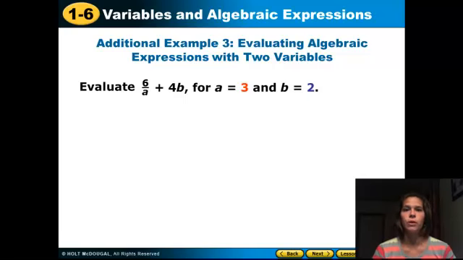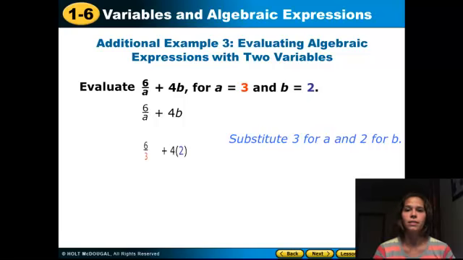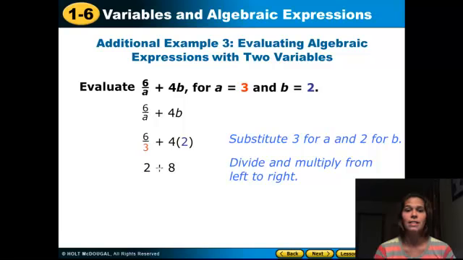One more example here. I have two variables this time. 6 divided by a plus 4 times b, for a equal 3 and b equal 2. Anytime a occurs, I'll substitute in a 3, and anytime b occurs, I will substitute in 2. So now I have 6 divided by 3 plus 4 times 2. Order of operations tells me to multiply or divide moving left to right, so I'm going to divide first. 6 divided by 3 is 2, multiply second, 4 times 2 is 8, and the last thing I'll do is add. 2 plus 8 is 10.